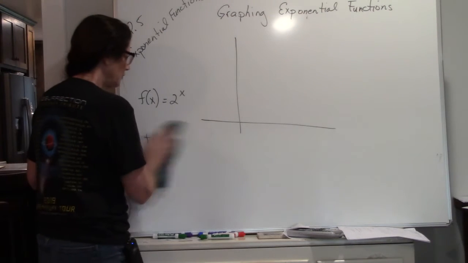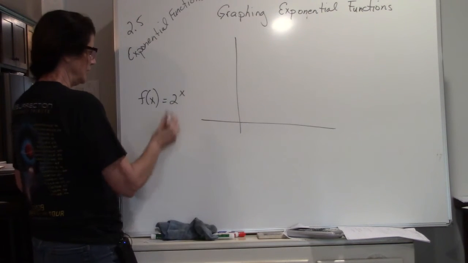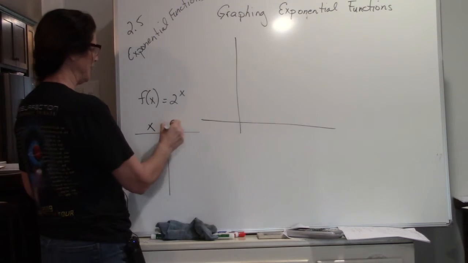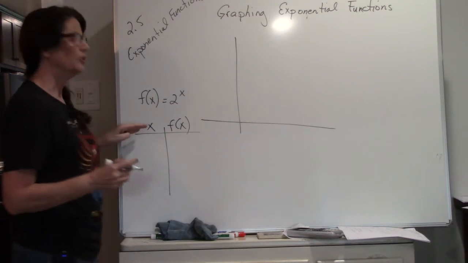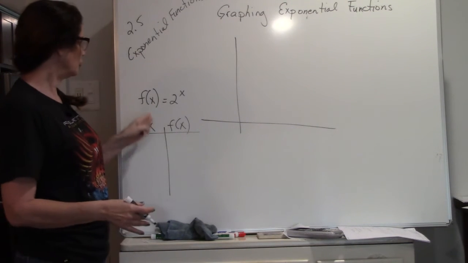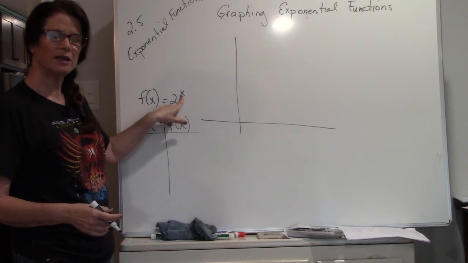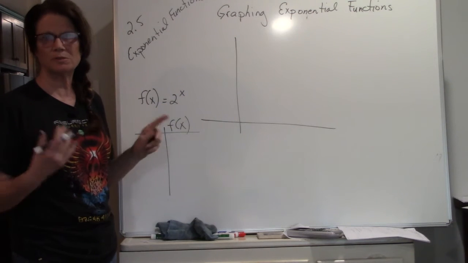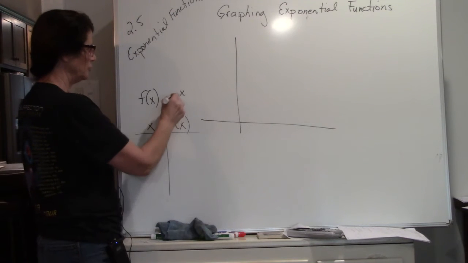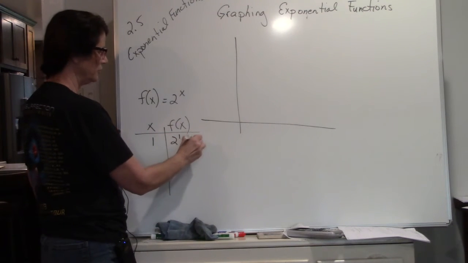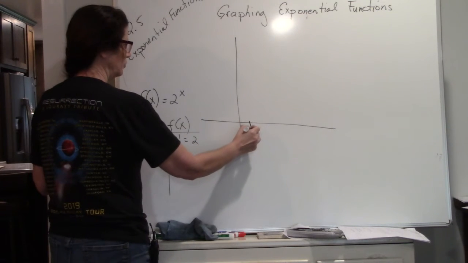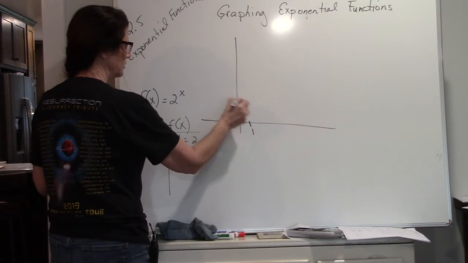So the way that you're going to graph this is you're just going to set up a table of values. Okay? So you're going to just pick any number for x, and you're going to be able to plug that into your exponent and then solve and simplify. Okay? So if I picked 1, 2 to the first power is 2. I come over to my graph. When x is 1, y is 2.